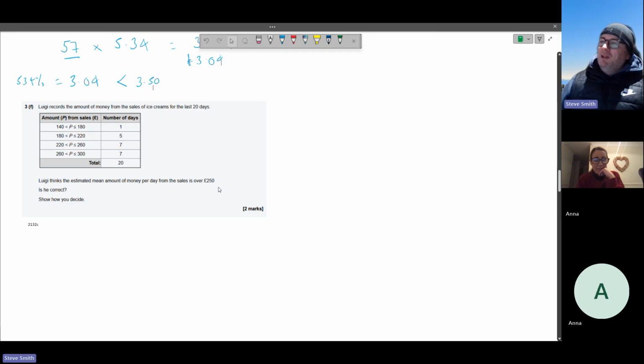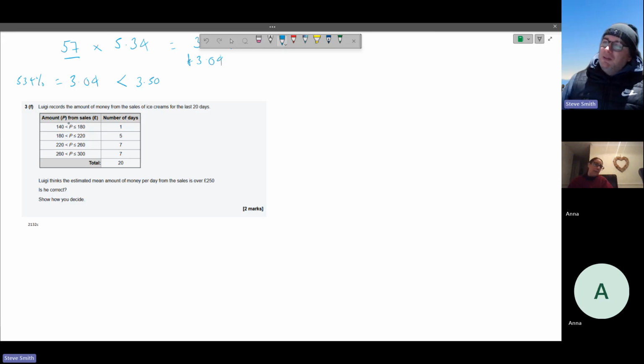Wow. And then straight away again, we see the to and from. So we're looking at this estimated mean again, this frequency business. Okay. Luigi records the amount of money from the sales of ice cream over the last 20 days. So on one day, he made between 140 and 180 pounds. On 5 days, he made between 180 and 220. So we've got to work out the midpoint.